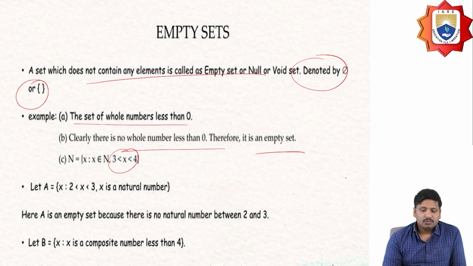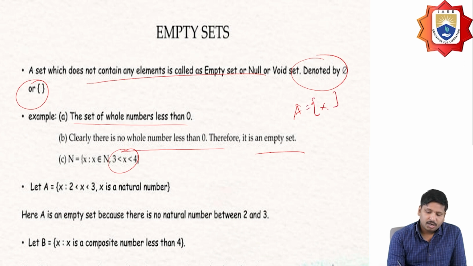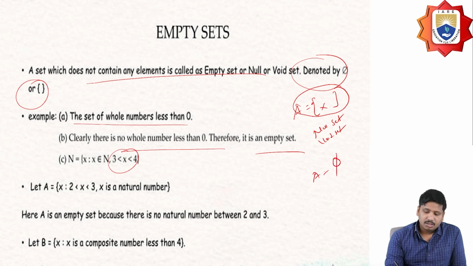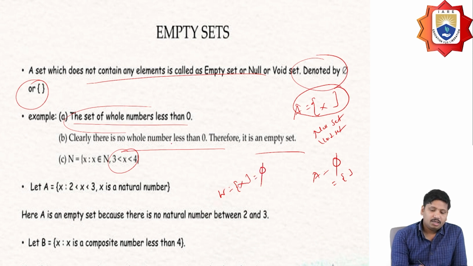So the null set is the set which does not contain any elements. If it does not contain any kind of element, then it should be called an empty set, or null set, or void set, and it is denoted by phi, or simply I can write it in the form of brackets. Suppose the set of whole numbers less than 0: are any elements available? No. Clearly there is no element less than 0. That's why it is an empty set.